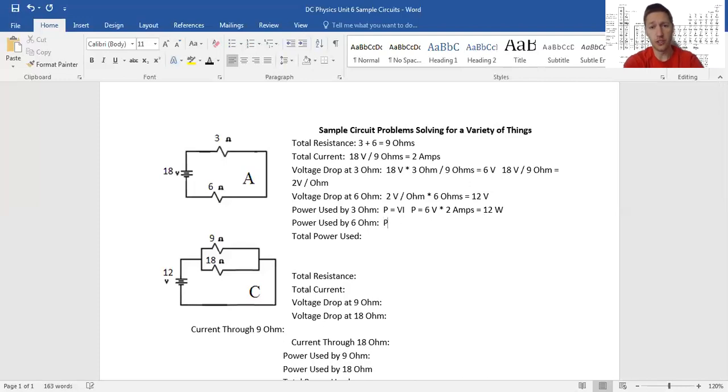The 6 ohm resistor is going to have a little more power generated from it because it used 12 volts in the motivation and it still got 2 amps. So it's going to do a total of 24 watts there. Total power used from the line, then, we'll add up all those resistors. So we have 12 watts plus 24 watts. This is going to equal 36 watts of energy being used by this circuit here.